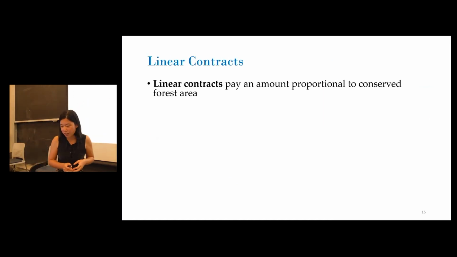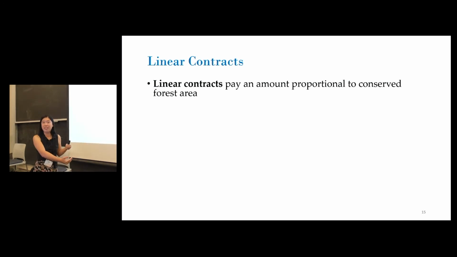So let's move now to our next set of simple contracts. These are linear contracts, and recall I told you this is basically how they're already phrasing the contracts, which is you're going to receive an amount that's proportional to what you conserved, or this many dollars per hectare conserved. But now we're just not going to have the condition that you need to conserve all of your land.